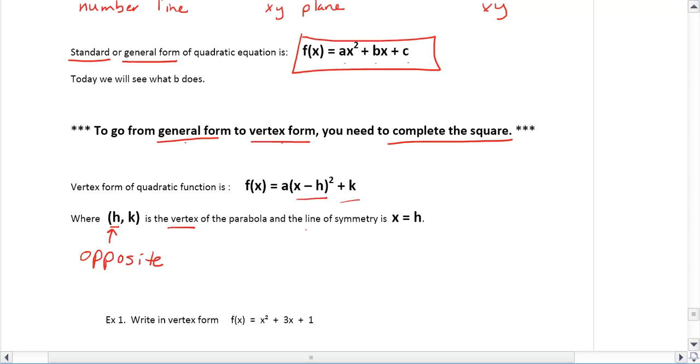The other thing we're going to be asked to find is the line of symmetry. You recall that's the line that cuts the parabola in half. The equation of that line, it is a vertical line when the parabola opens up and down, is x equals whatever number this H is. And again, notice it's the opposite of what's inside the parentheses. So let's look at an example of this.